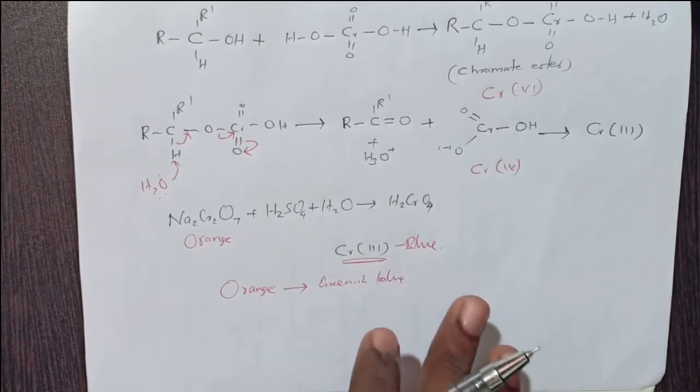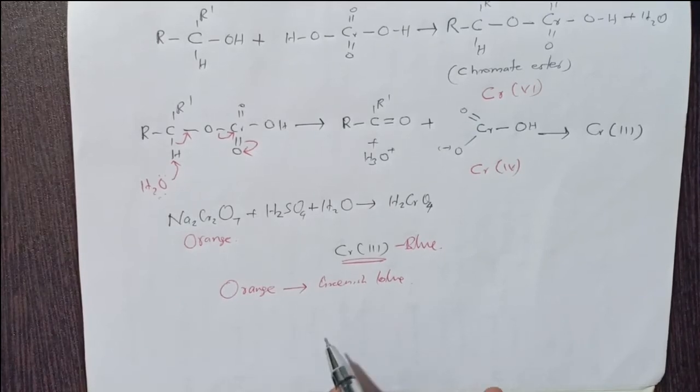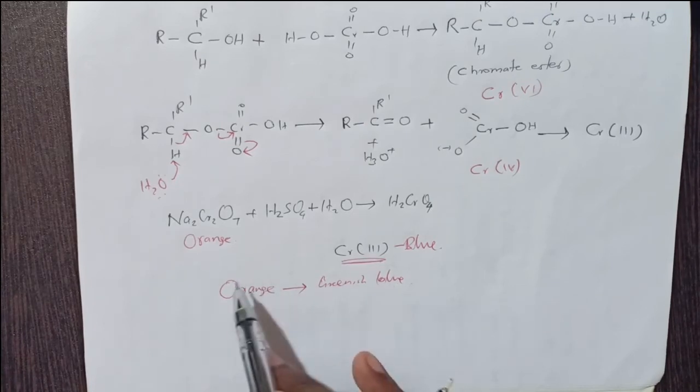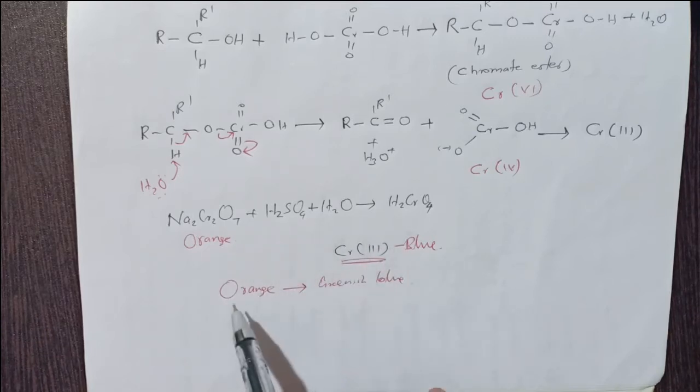This color change observed with chromic acid can be used as a test for the presence of an oxidizable alcoholic group. In a species, the oxidizable alcoholic group can be found out by adding chromic acid as the reagent. This color change we can observe, and it is a test for the oxidizable alcoholic group present in a molecule.